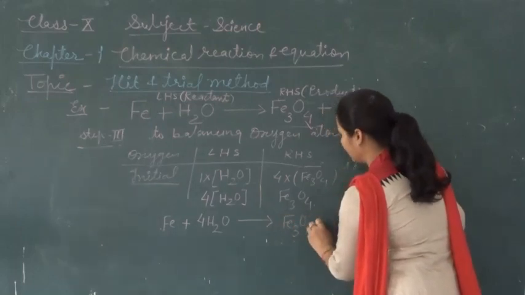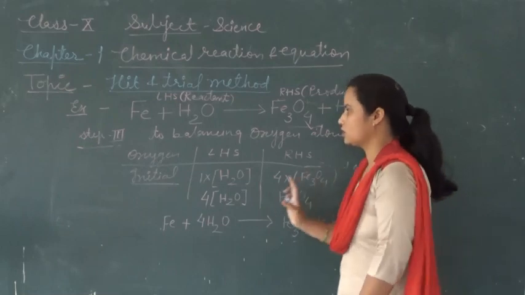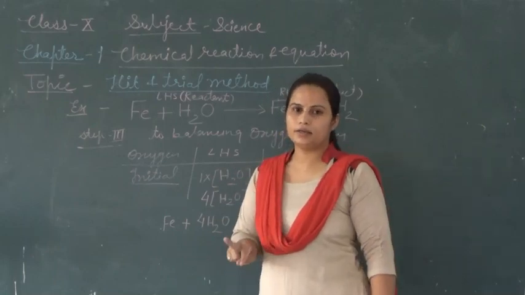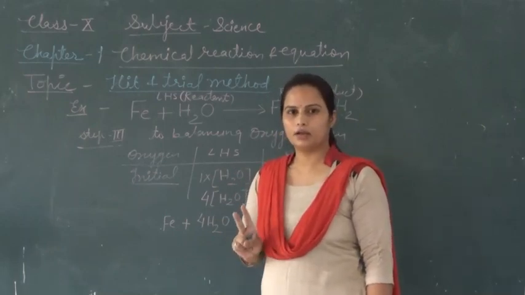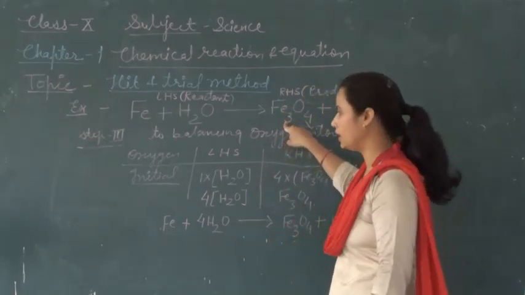Fe3O4 then H2. It means the oxygen is balanced. Now we balance the compound having the second highest number of atoms, and that is iron. Now let me start to balance.